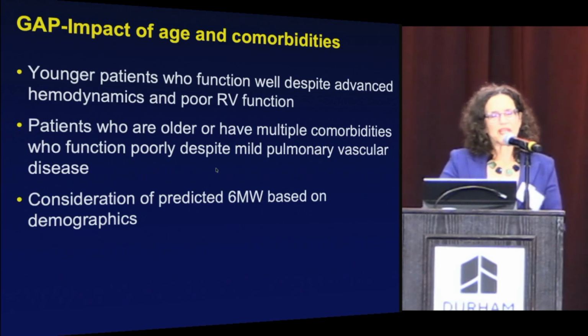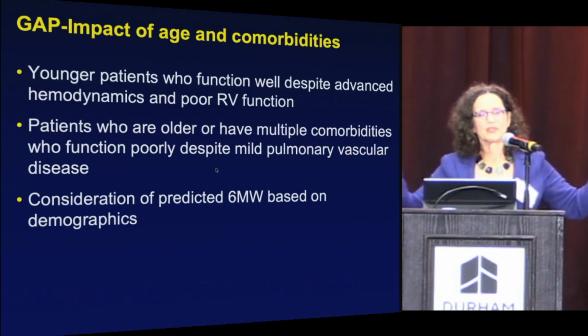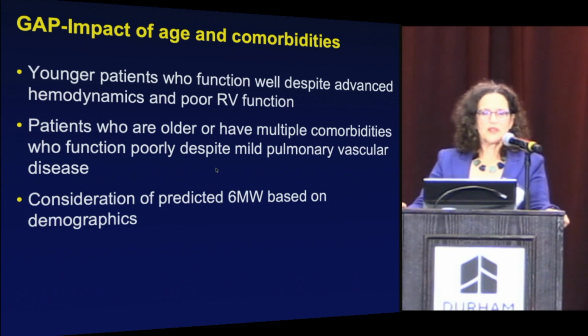Now, probably the biggest gap that I see in terms of our current risk assessment tools has to do with a couple of particular categories on either end, but these are not uncommon. Those are the younger patients who function well despite advanced hemodynamics and poor RV function, and the older patients who have multiple comorbidities who function poorly despite their pulmonary vascular disease being well treated.